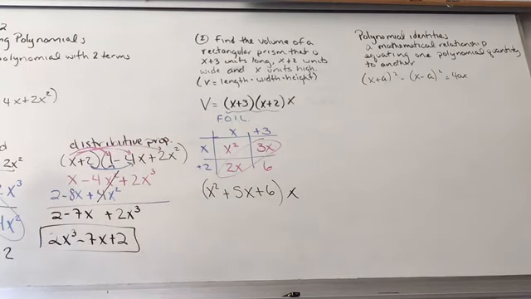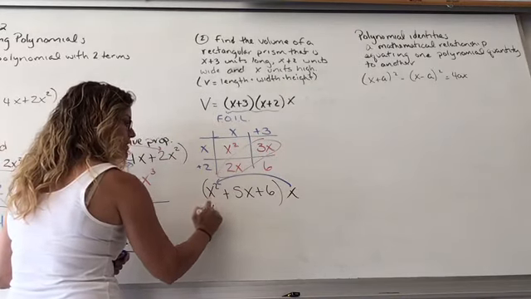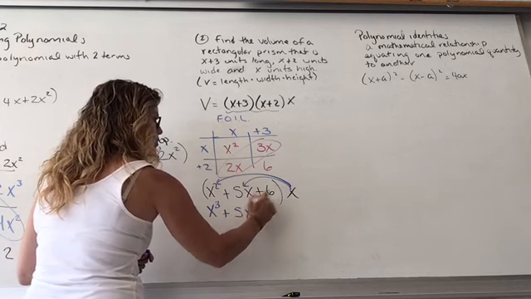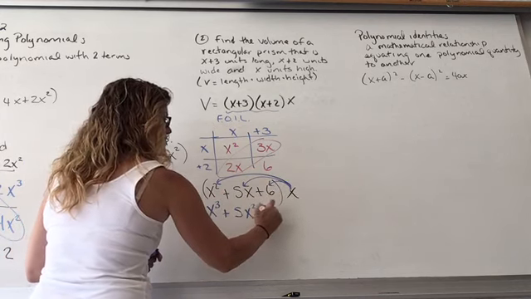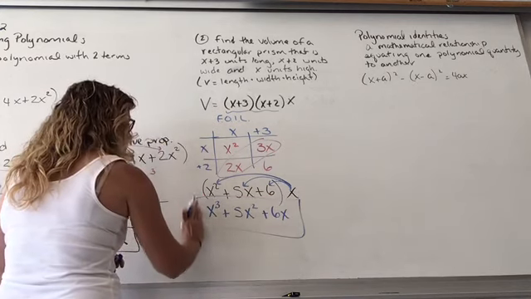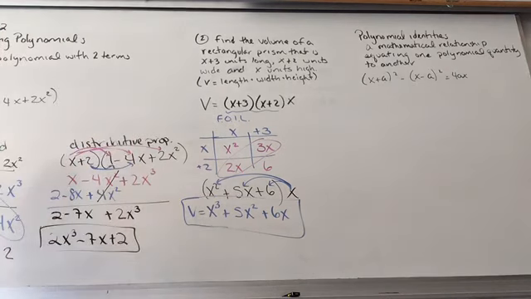Now, because it's just x, there's nothing else, I'm going to go ahead and use the distributive property. So x times x squared is x cubed. X times 5x is 5x squared. And x times 6 is 6x. And remember, please, please, please, as I almost forgot, that's the volume. So volume equals, V equals.